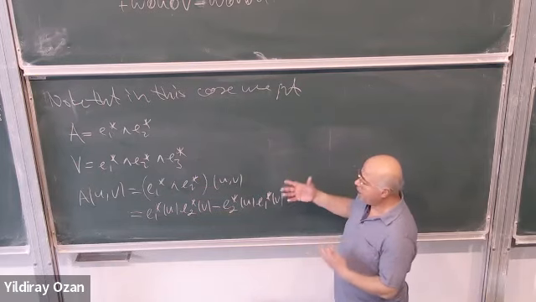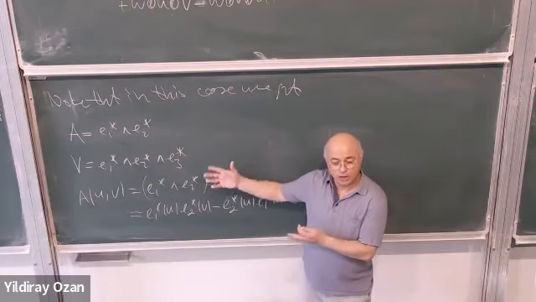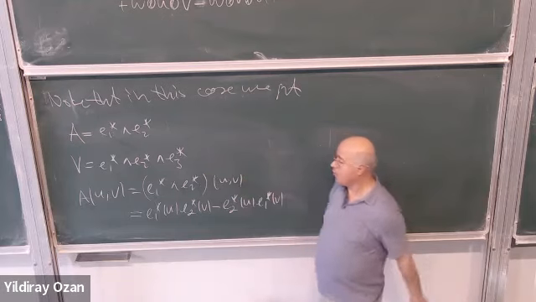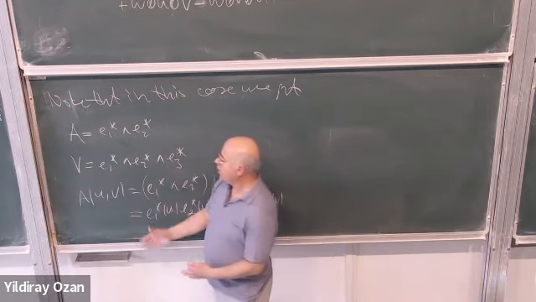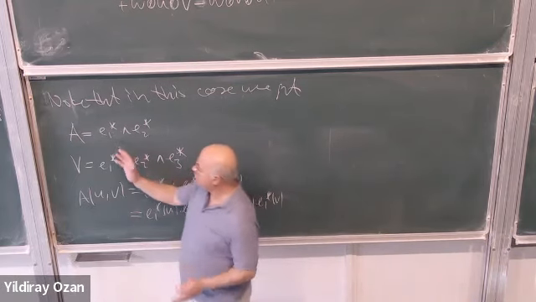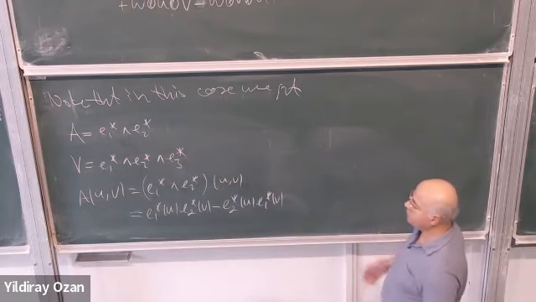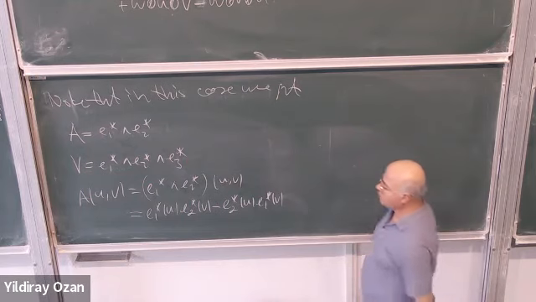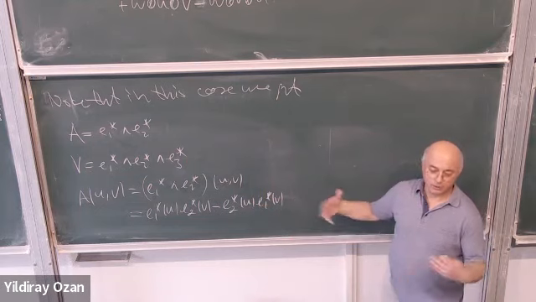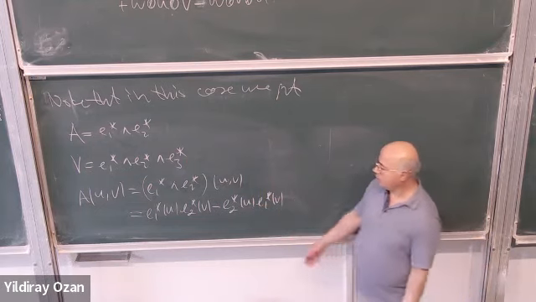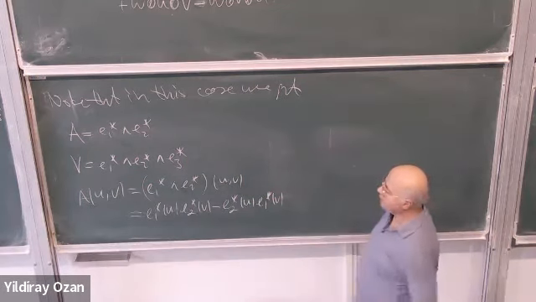So area and volume are motivations for these algebraic concepts. But these algebraic concepts exist even if we are not interested in area or volume. So this algebraic object exists, but it comes from a natural need, like computing area and volume.